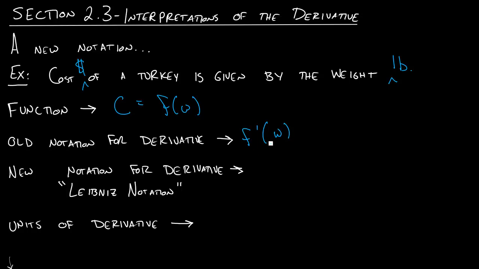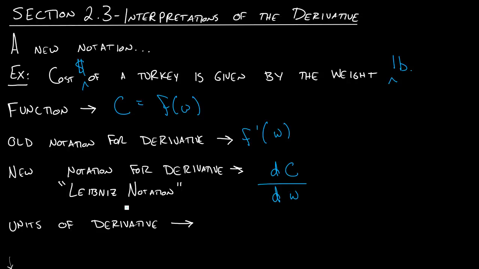And this doesn't really help us understand what the derivative means very much. But we're going to use this new notation, this Leibniz notation, that'll help us a little bit. All right? So we'll start with our output letter on top, and our input letter on the bottom. Remember the derivative is kind of like slope, so you can think of deltas here, right? It's the change in cost divided by the change in weight.